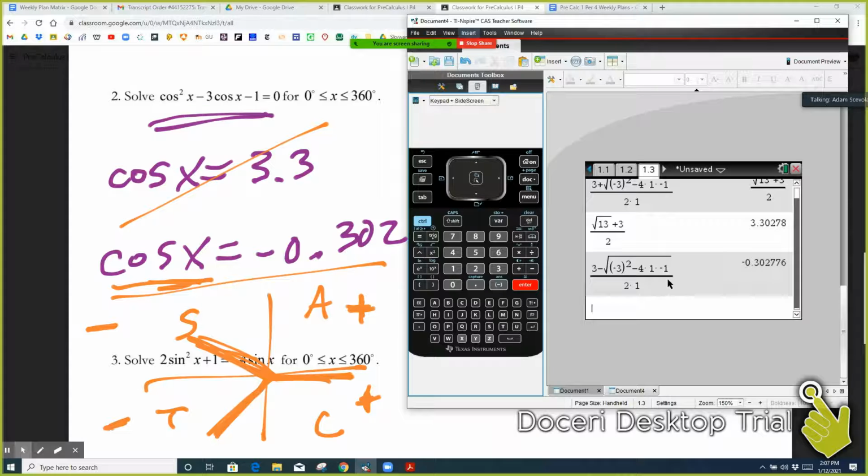To find the reference angle, we're going to do the cosine inverse of the absolute value of this ratio. So positive 0.302. And then once we get that reference angle with the calculator, then our two angles will be in quadrants 2 and 3, but with that same reference angle.